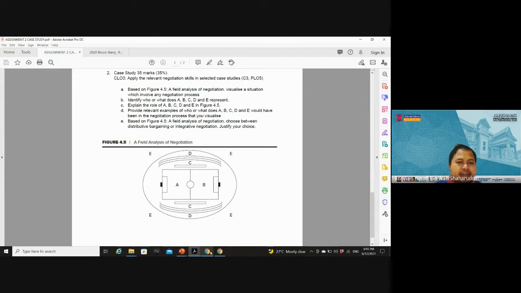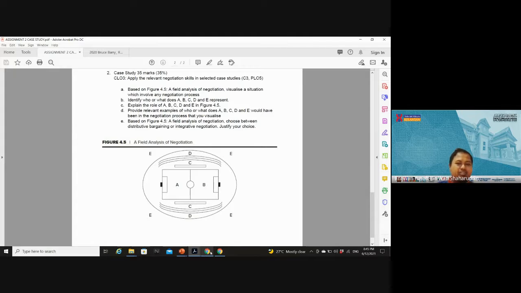And then where will we provide a relevant example? Give character to these particular letters, and please state and explain who they would be in your story. Yes, I like that term, Ramya. Thank you. In your story of negotiation over here.